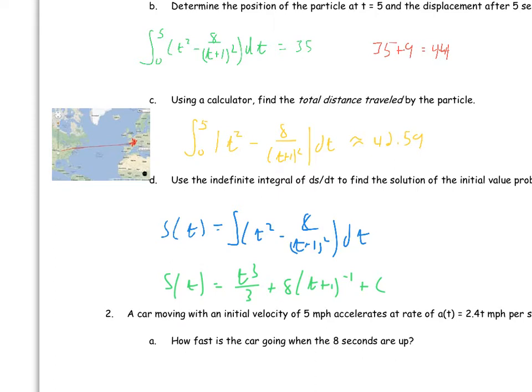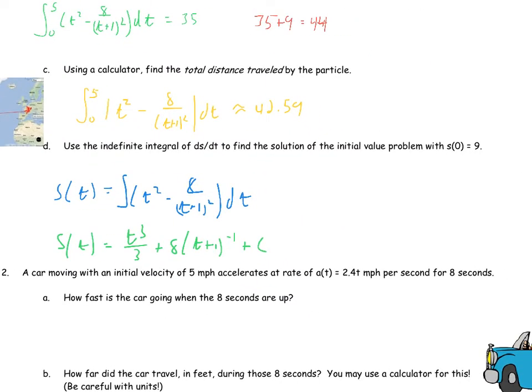So you get 9 equals, do it right here in yellow, I guess. So you end up with 9 equals, when you plug in 0 right here, that's gone. Plug in 0 here and you just get 1 times 8. So you get 9 equals 8 plus c, which means our c value is equal to 1.